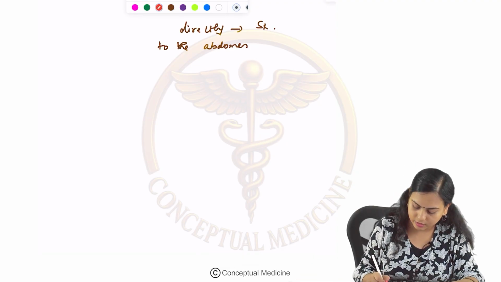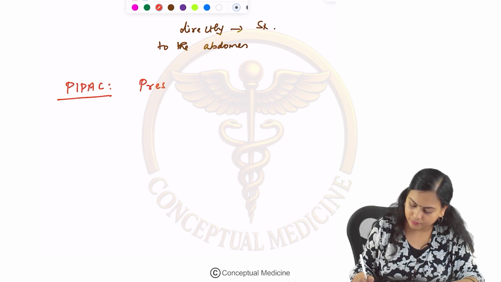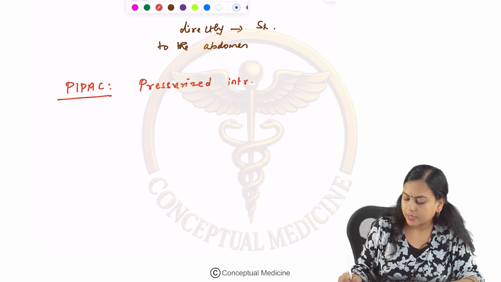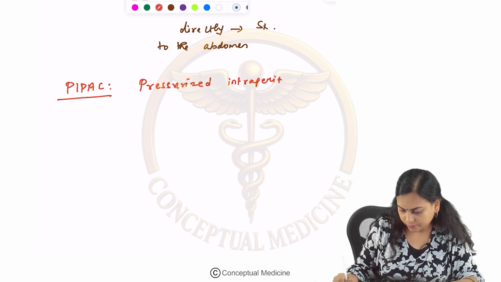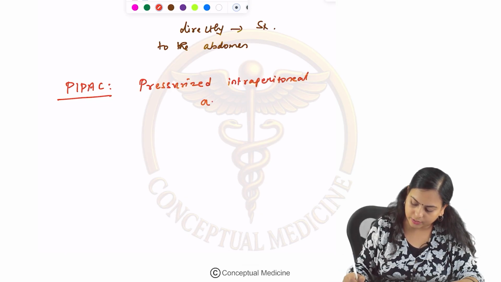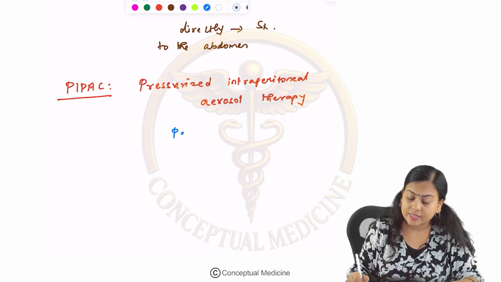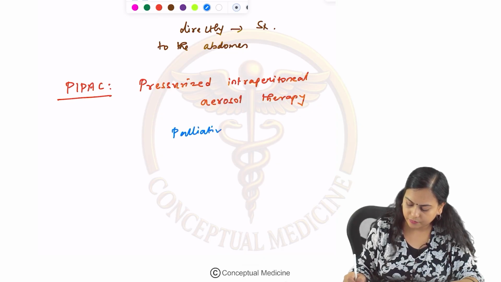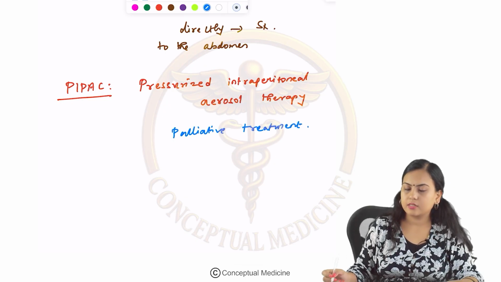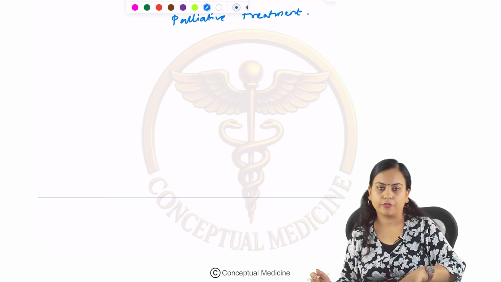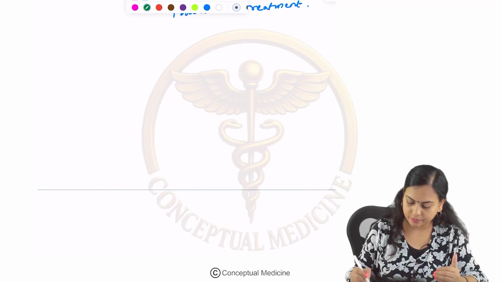Next one is PIPAC. This is nothing but pressurized intraperitoneal aerosol therapy. So this is mostly given as a palliative treatment. Just the name alone is enough for you. Okay, I am not going into the details.